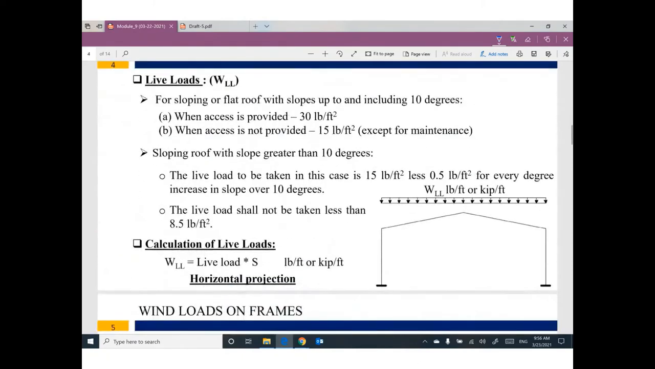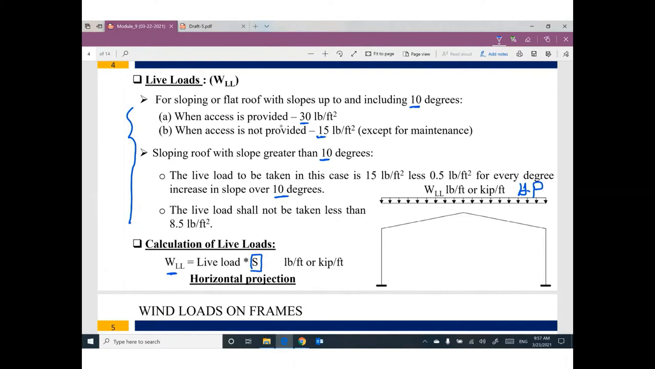The second one, live load. For a sloping or flat roof with slopes up to and including 10 degrees, when access is provided, the live load value will be 30. When access is not provided, the live load will be 15. If you have a slope greater than 10 degrees, the live load will be taken as 15, less 0.5 for every degree increase in slope over 10 degrees. We covered this before. The value of the live load will be what you selected from this, times spacing, and the live load will be horizontal projection.